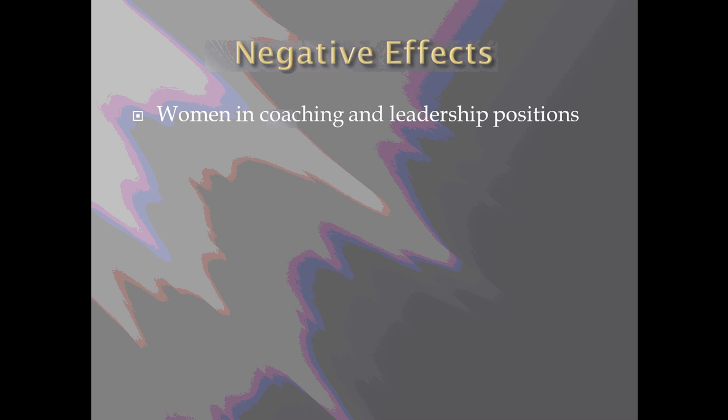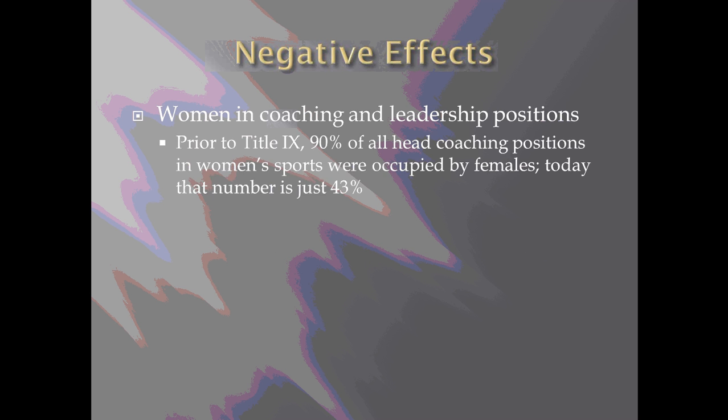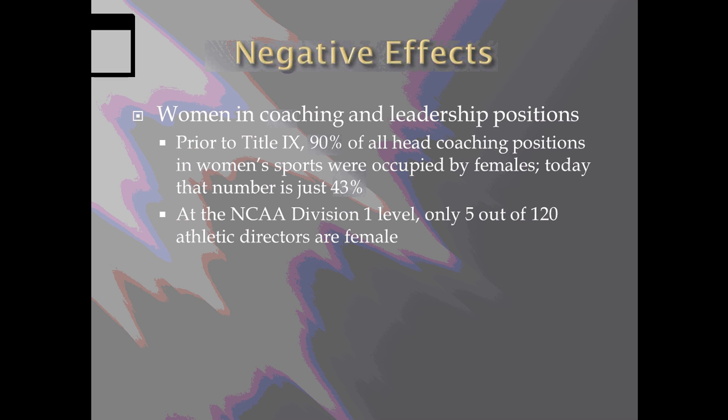Other negative effects Title IX may have had is the number of women in coaching and leadership positions seems to have fallen. Right now, it's 43% of head coaching positions in women's sports that are occupied by females, where the numbers were a bit higher prior to Title IX. And at the NCAA Division I level, there's only 5 out of 120 athletic directors that are female.